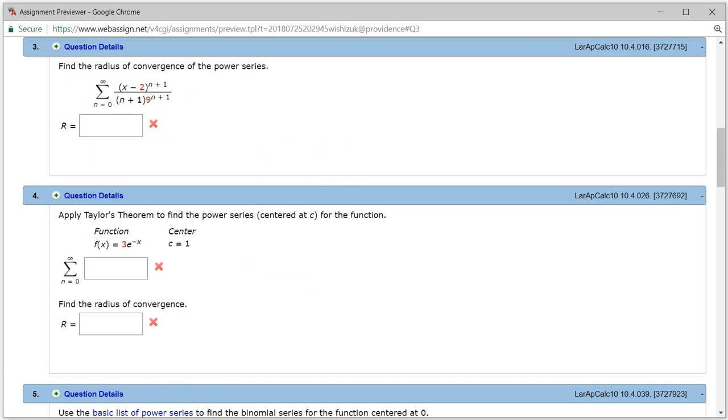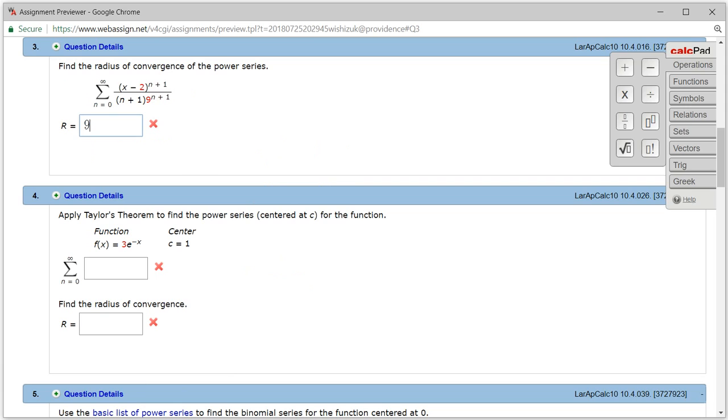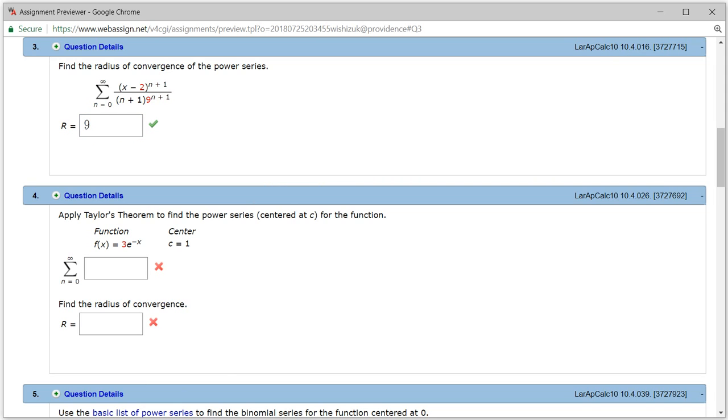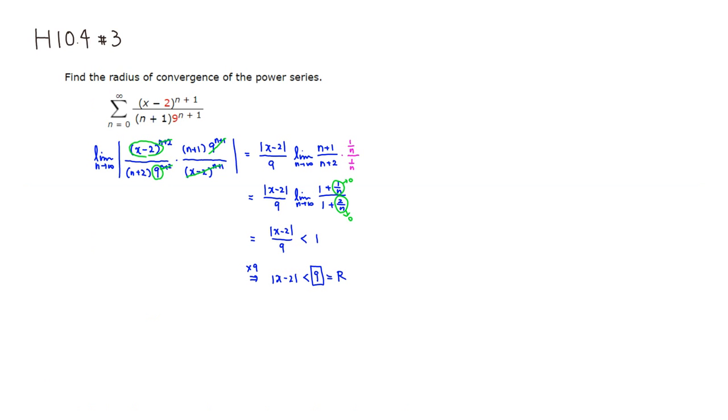So let's type it in. We get 9. Let's check the answer. It came back, and it looks like we got this one correctly. That's it. I hope that this was clear.